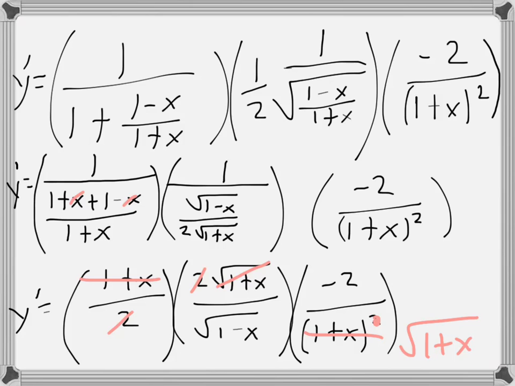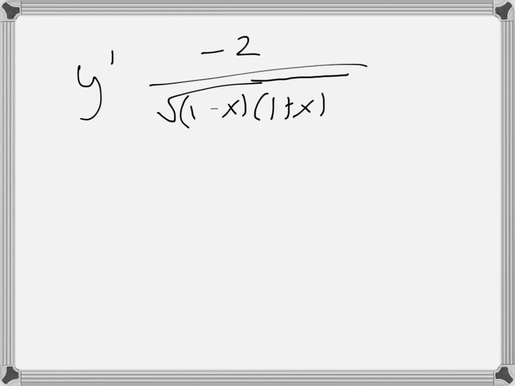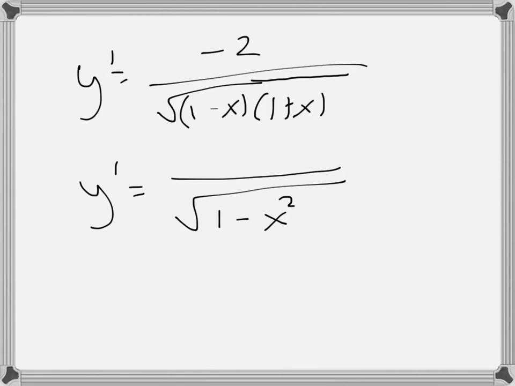In my numerator, I've just got minus 2. My denominator, I've got the square root of 1 minus x times 1 plus x, and I can put that all in one square root. And so that's pretty simple. Just to keep it clean, maybe you would write 1 minus x squared as the denominator, all over minus 2. So that's really not too bad, even though that took a lot of work to get to there.